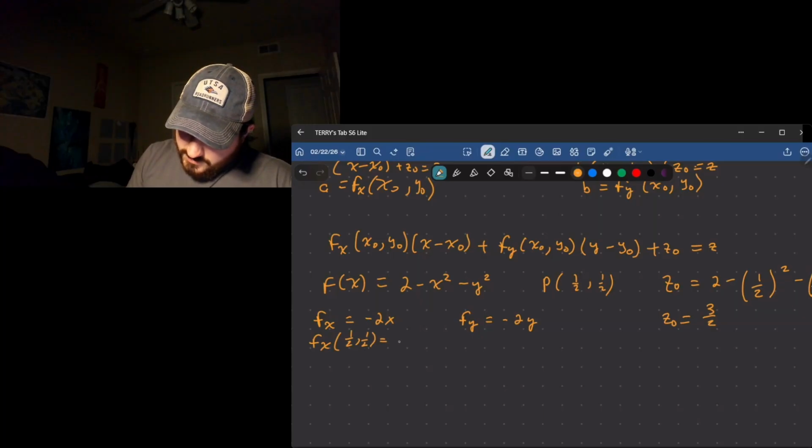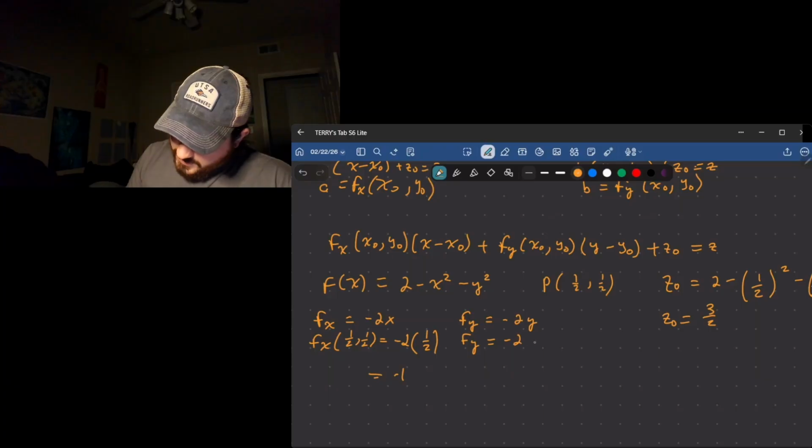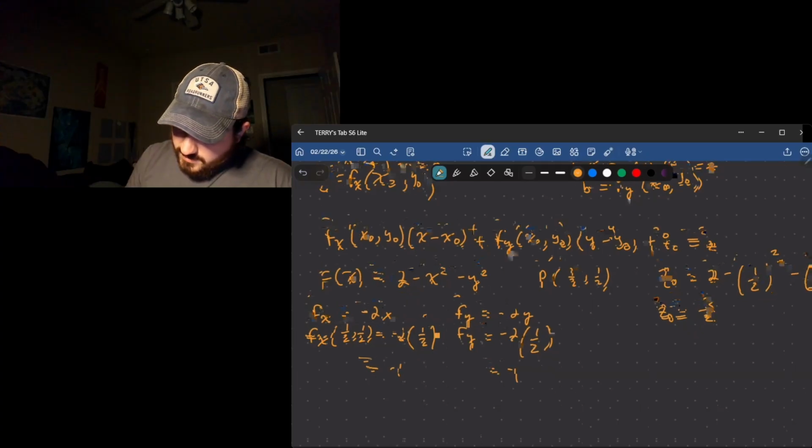Okay, and so we're going to get negative 2 times 1 over 2. Don't like the way that 2 came out, so give me just a second to clean that up. Okay, that's a little better, which in this case is just negative 1. And then we're going to do the same thing here with our f sub y. So we're going to get negative 2 again times 1 over 2, which is still going to be negative 1. Okay, and now we have everything we need to plug into our equation.